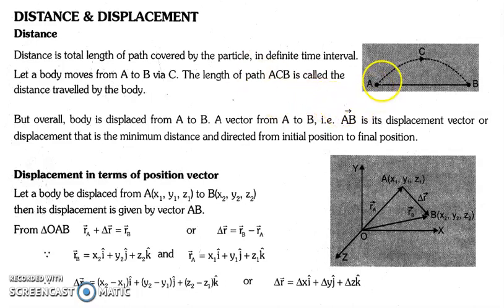For example, if an object is moving from A to B and it is going via C, then if we have to consider the distance part, it will be A, C, B, and if we have to consider the displacement part, it will be the shortest distance between the initial and final position, that is AB.